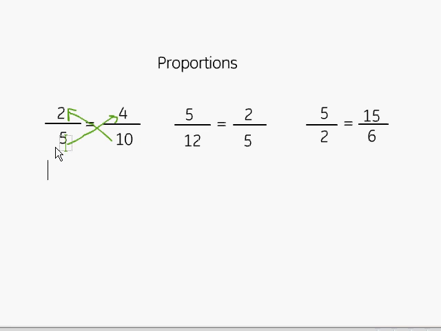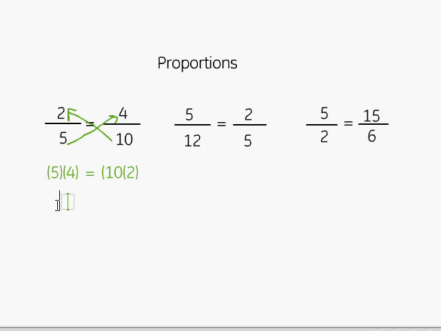When I do this, I then get 5 times 4. Now I'm going to drop down my equal sign, and then we get 10 times 2. Now it doesn't matter, I could have gone 2 times 10 or 4 times 5. It doesn't matter as long as we multiply diagonally here.